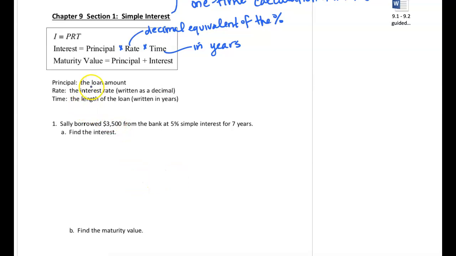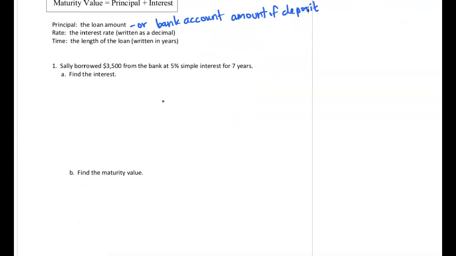So the principal is the loan amount, or in terms of a bank account, it's the amount of the deposit. So in a loan, it's the amount you're borrowing. In a bank account, it's the amount of deposit. The interest rate is always written as a decimal, and the length of the loan is written in years. Let's get started. Question 1, we have somebody that borrowed $3,500.